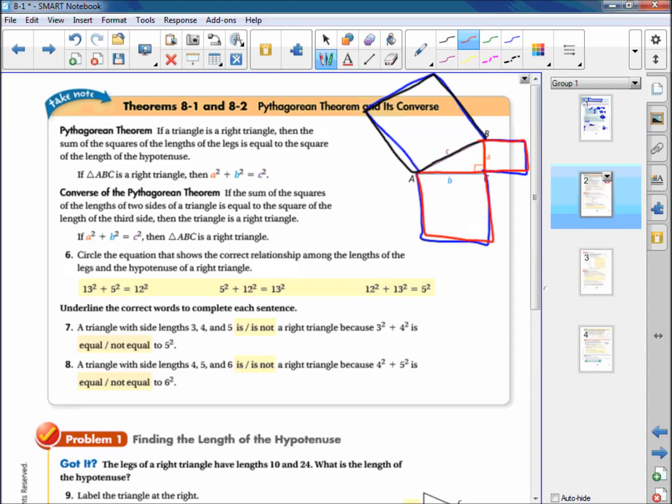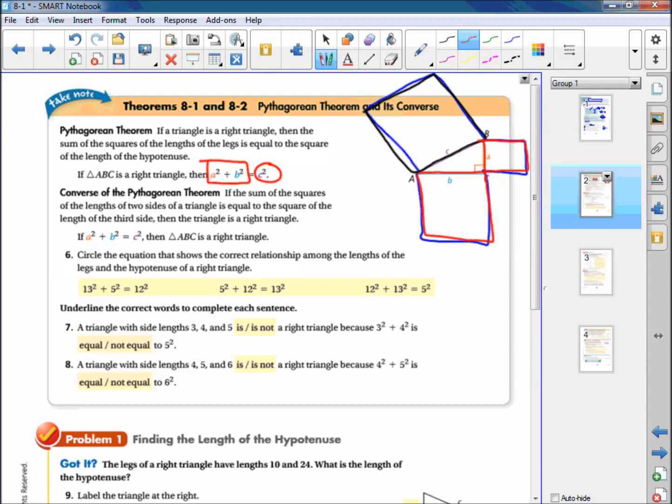Okay? And if you were to cut out those two little ones, you could lay it exactly on top of the big one, no matter what right triangle you picked. Okay, and that's what this says. The sum of the squares of the legs equals the square of the hypotenuse. And you saw this many times throughout 8th grade math.